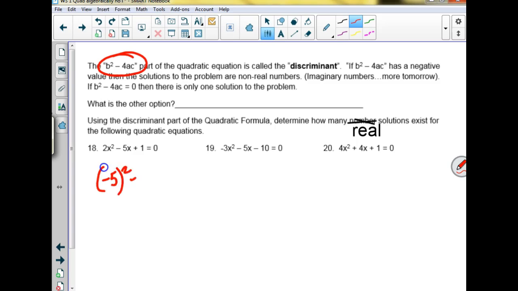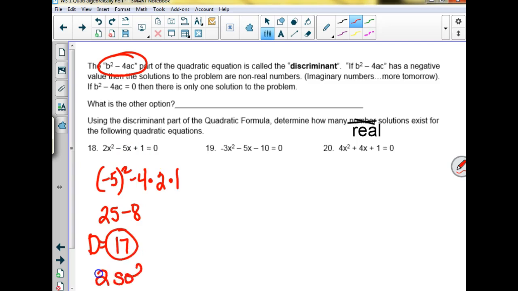Negative 5 squared minus 4 times a times c would give me 25 minus 8. Did I do that right? Is 17. So the discriminant is 17. If I was doing this in quadratic formula, I would have the opposite of b, plus or minus the square root of 17. So I would get how many solutions? 2 solutions, because it's going to be plus or minus square root of 17.